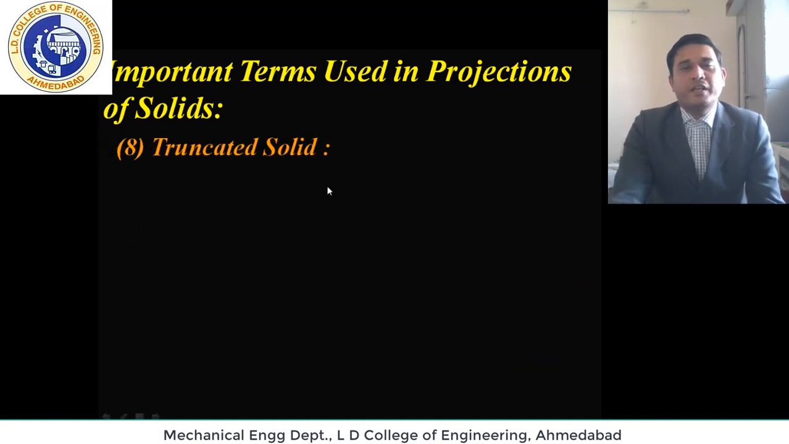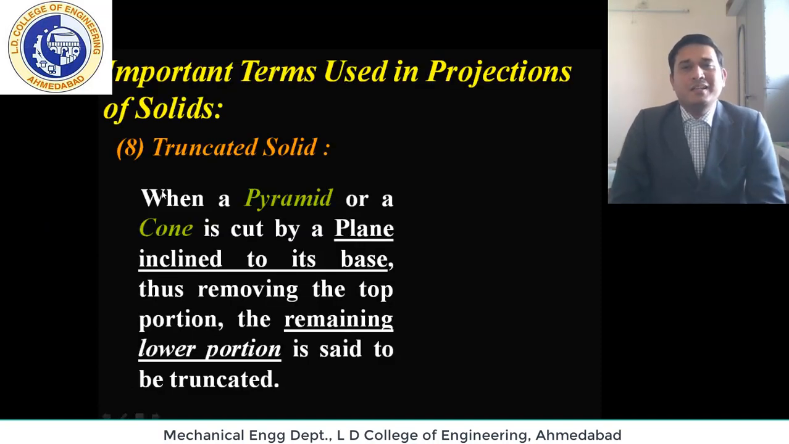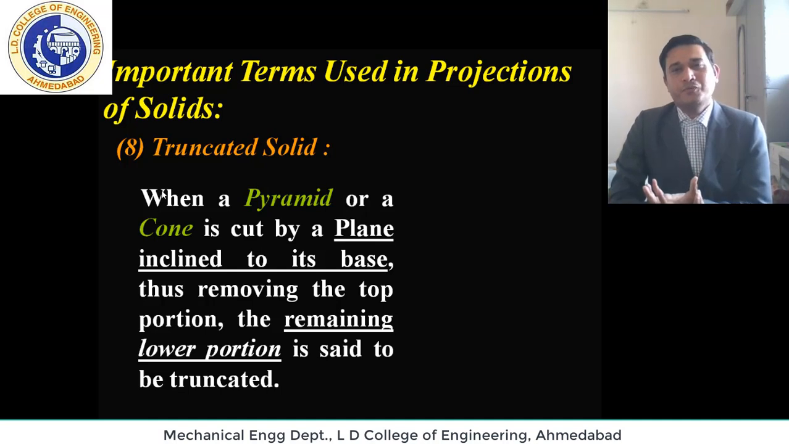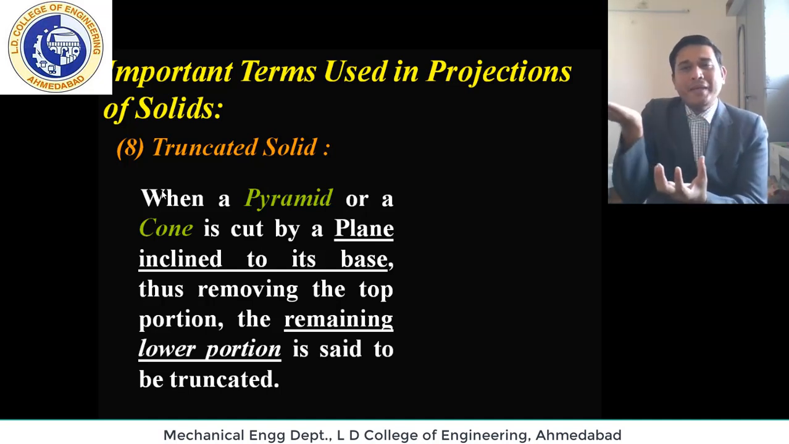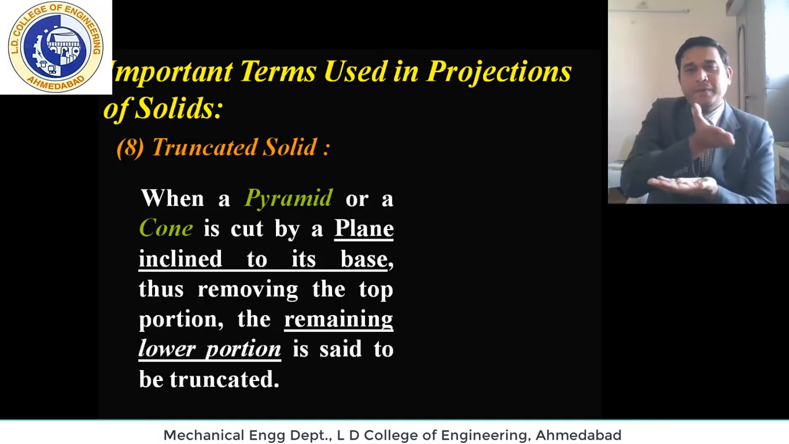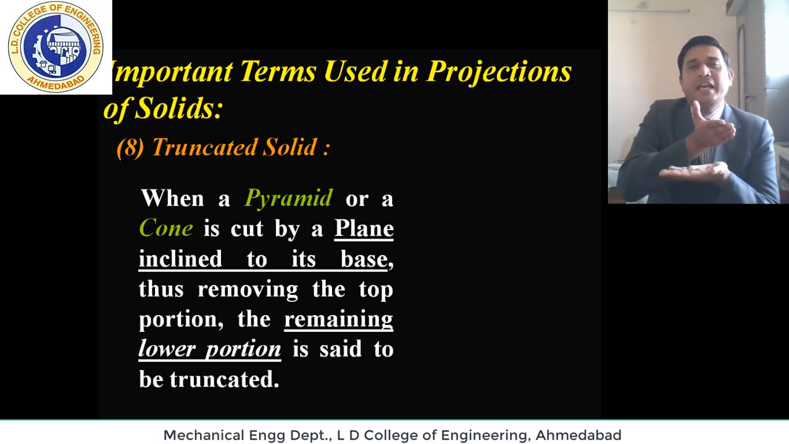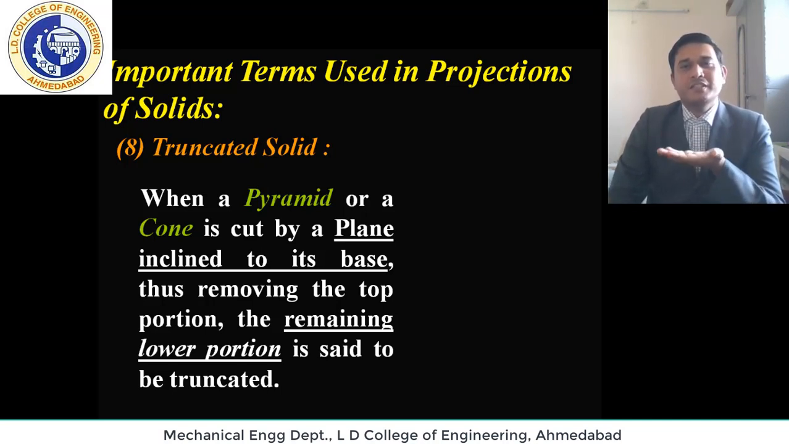Now next is the truncated solid. In the previous case, the frustum of a solid, we kept the cutting plane parallel to the base. Now in the truncated solid we have to incline the cutting plane with the base. Whether it is any cone or any pyramid, we cut it with a cutting plane inclined to the base, remove the top portion after cutting, and the remaining lower portion is known as the truncated solid.